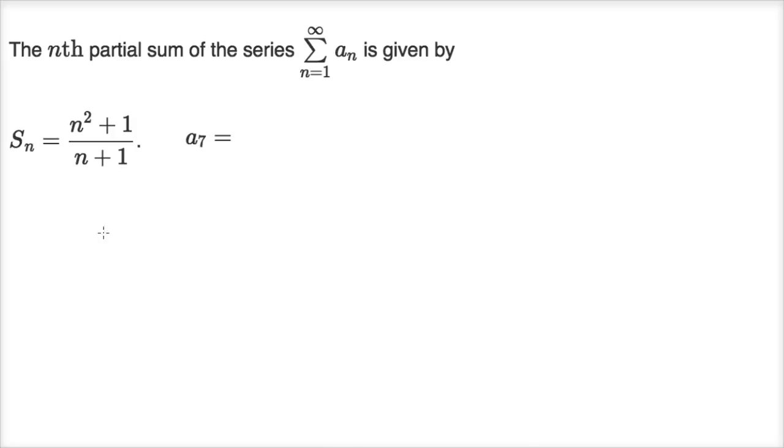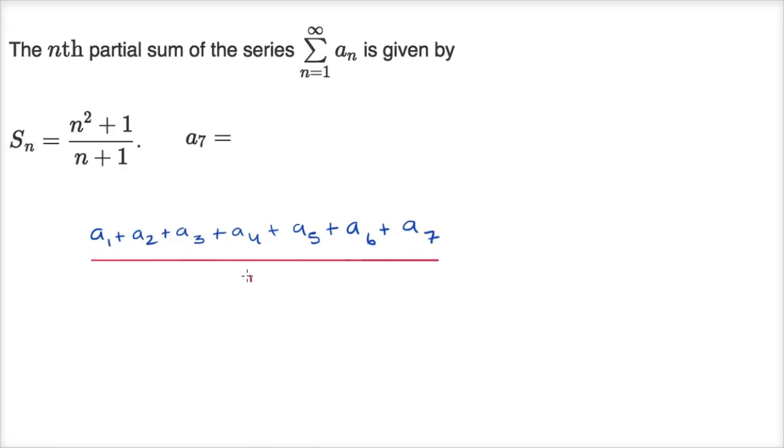All right, so one way to think about it is a sub 7. Let's think about how that relates to different sums. So if we have a sub 1 plus a sub 2, a sub 3 plus a sub 4 plus a sub 5 plus a sub 6 plus a sub 7, if I were to sum all of these things together, this entire sum, that would be s sub 7. And if I wanted to figure out a sub 7, well, I could subtract out the sum of the first 6 terms. So I could subtract out s sub 6.